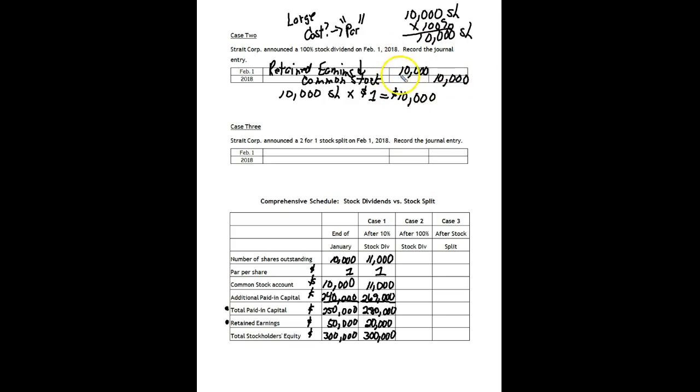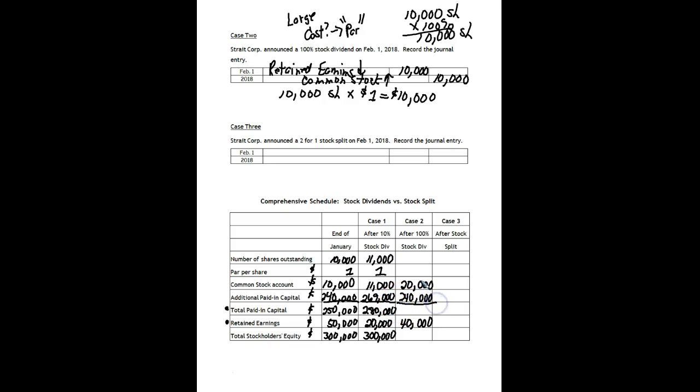Okay, now let's go look at the impact. We reduced retained earnings 10,000, we increased common stock 10,000. So go back to your original data. We're going to reduce retained earnings $10,000. So 50 minus 10, it'll go down to $40,000. The common stock account, we start with 10,000. We're going to increase it another 10 grand. So it'll grow to $20,000. Nothing happened to the additional paid-in capital account, so it'll stay at its original $240,000.